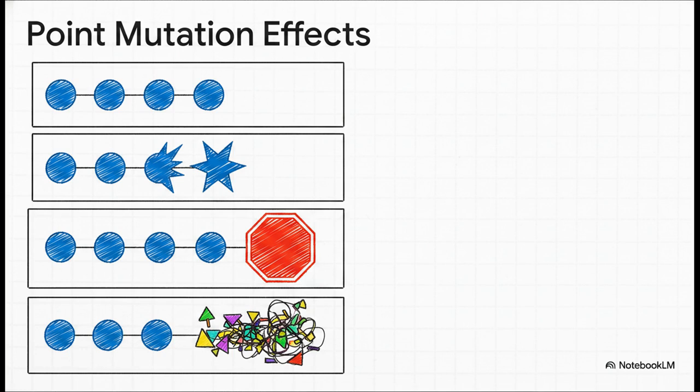Then you have a nonsense mutation, which is even more abrupt. It creates a premature stop codon, basically telling the cell to just halt building the protein halfway through. And a frame shift disrupts the entire reading frame, scrambling literally everything downstream. Identifying exactly which type of point mutation a patient has is vital today because modern gene therapy research is increasingly allowing doctors to choose targeted treatments that address that specific mechanical failure.